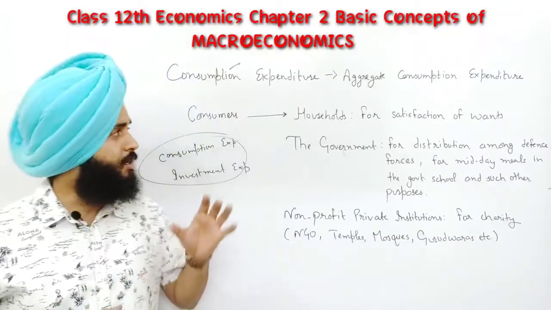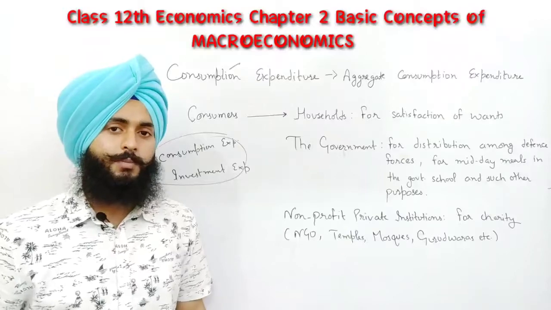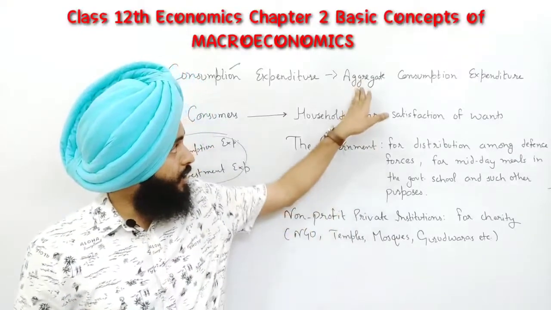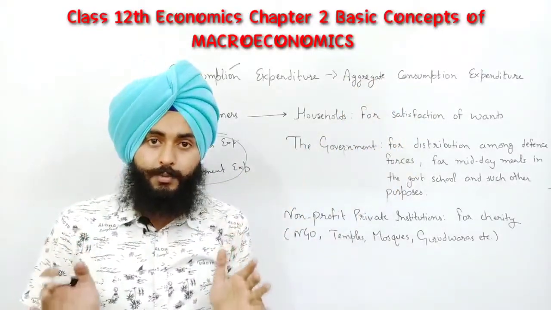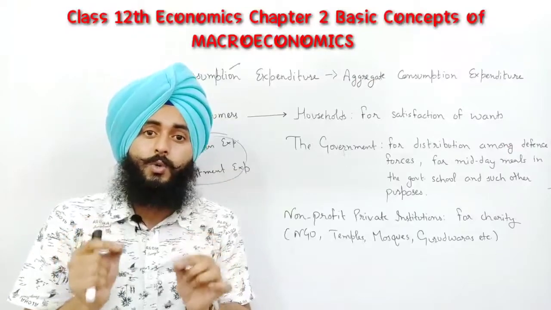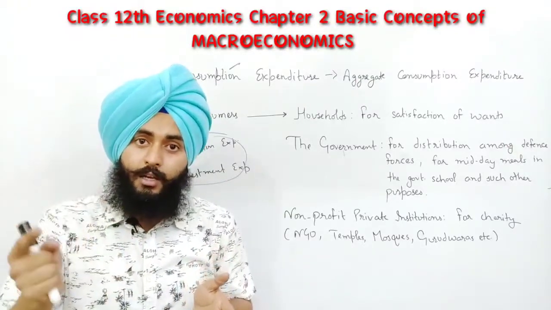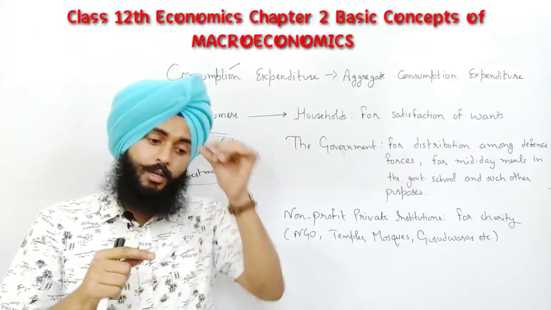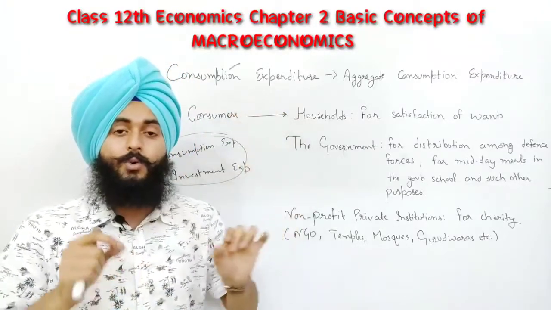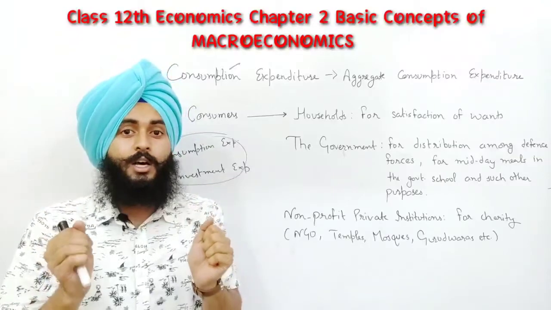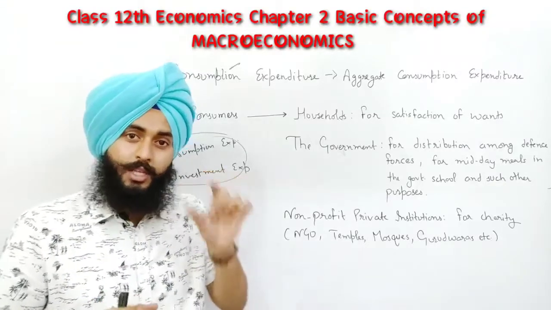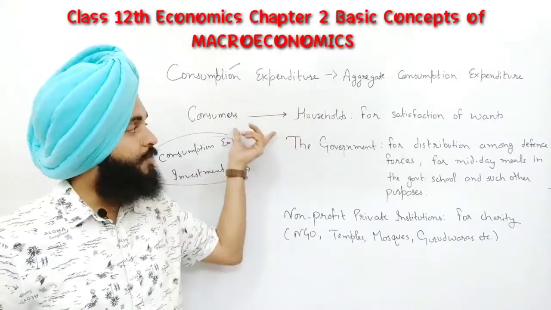Now, what can we say about this term? Consumption expenditure means the total consumption expenditure, the aggregate consumption expenditure, the overall consumption expenditure. It means the expenditure is done just to consume the item, not to sell it again, not to use it as a raw material. Simply, consumption expenditure is done to consume the item. Now, the main question arises here: who are going to consume? Who are the consumers?